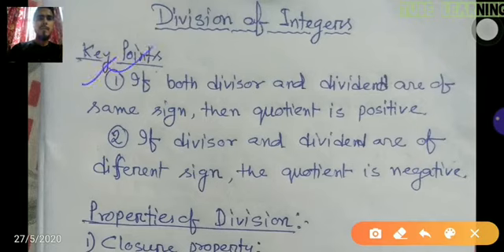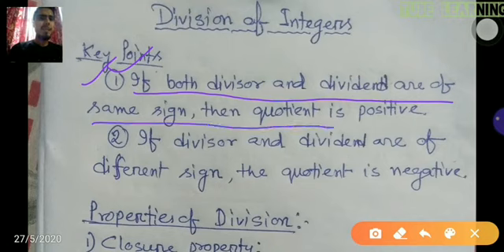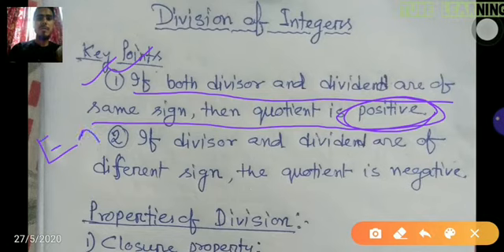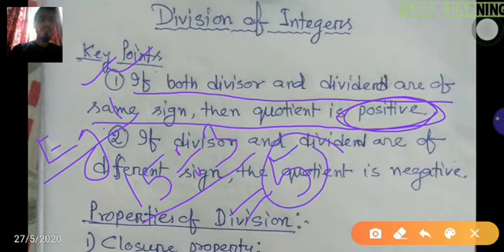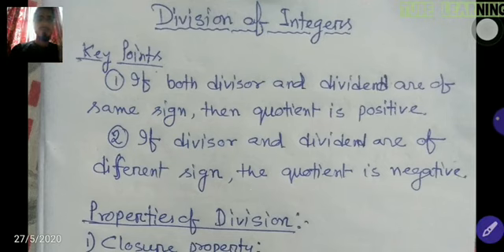First point: if the divisor and dividend are of the same sign, then the quotient will be positive. For example, suppose I am dividing 15 divided by 3. 15 is positive, 3 is also positive, so we get 5, that is, positive 5.